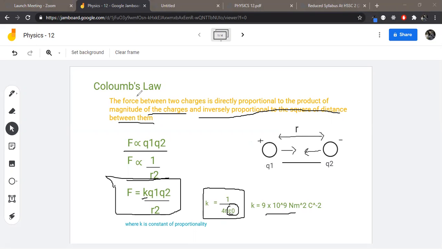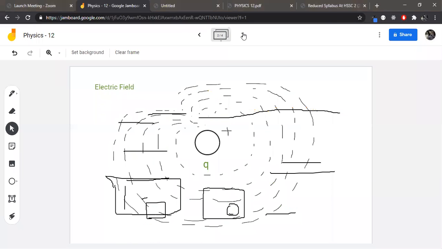So this is our Coulomb's law, where we have two charges and the force between them is F equals k Q1 Q2 over r square. This is not r2, this is r square, r to the power 2. Okay. So moving on to the next topic, that is electric field.